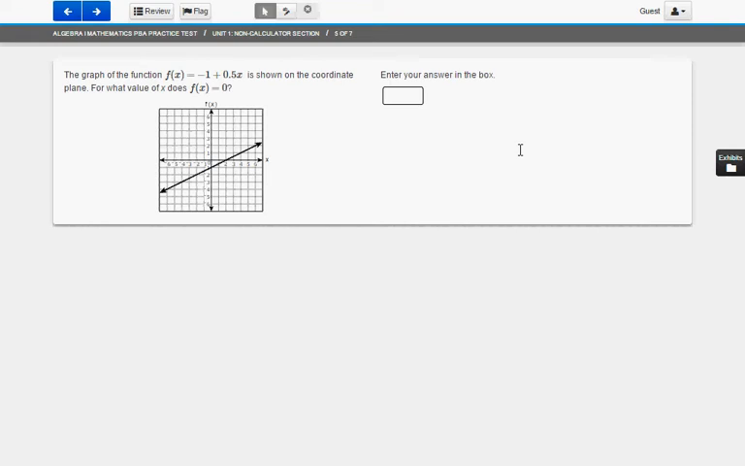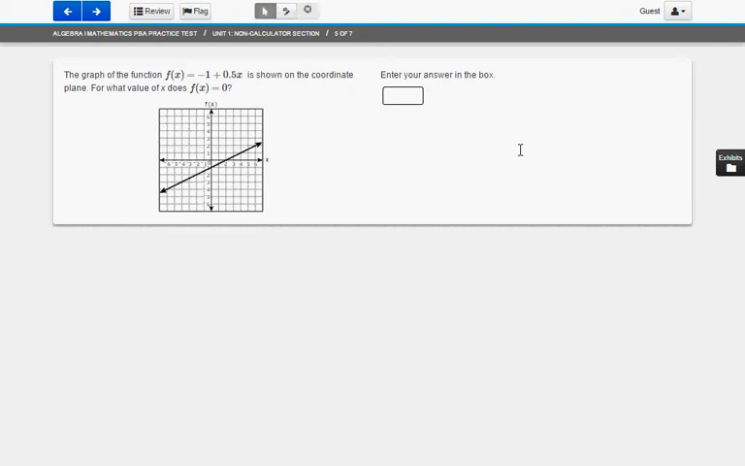The function f of x equals -1 plus 0.5x is shown on the coordinate plane. So we've graphed a linear equation. It asks, for what value of x does f of x equal 0? You could use the equation here or the graph.